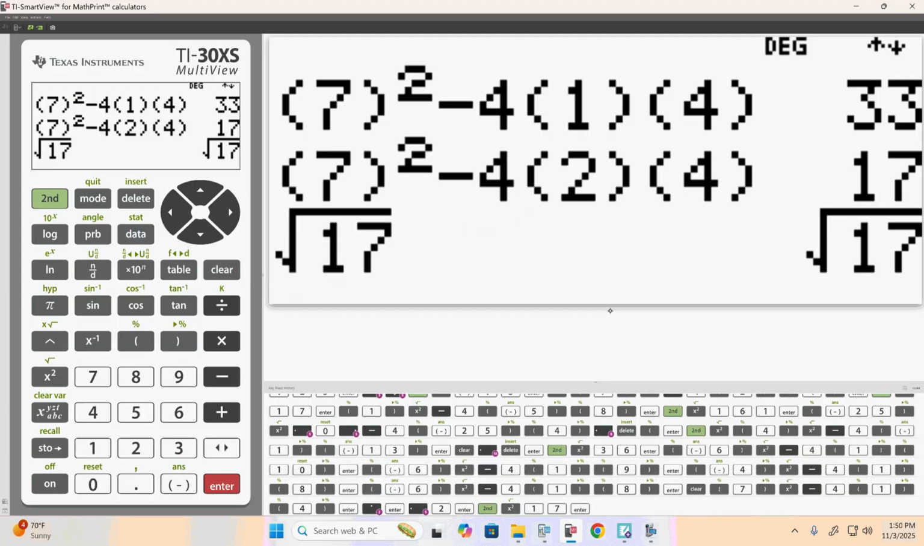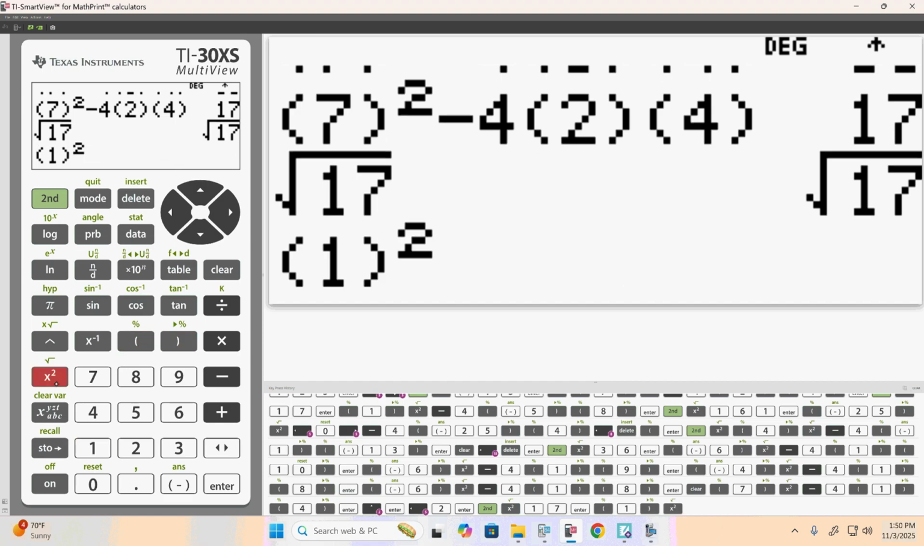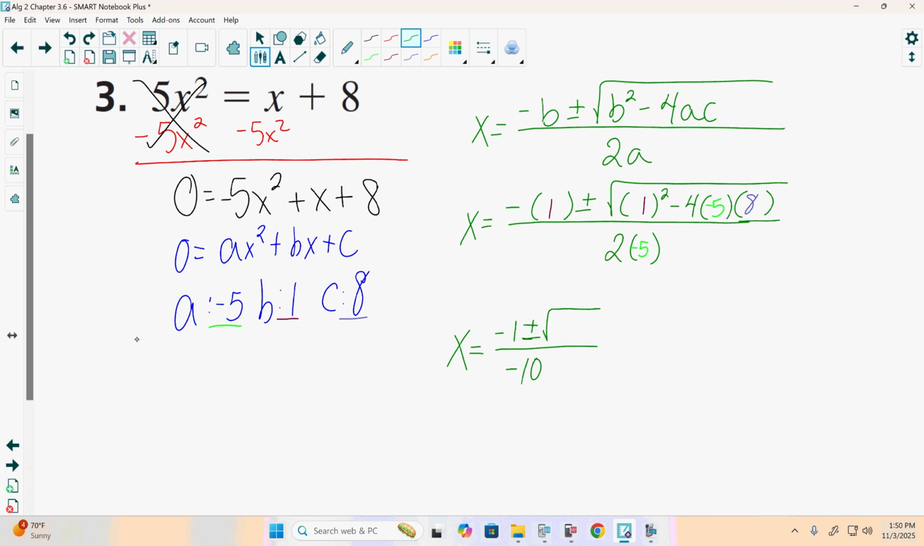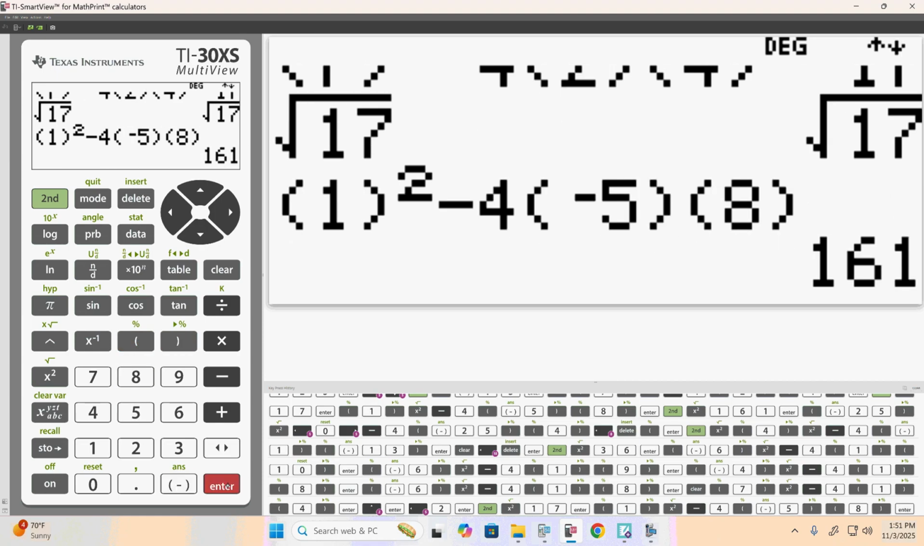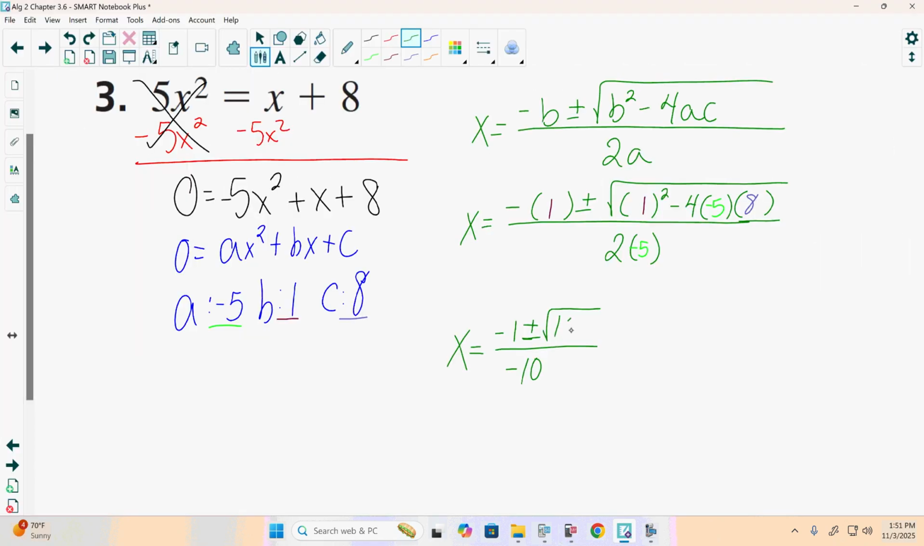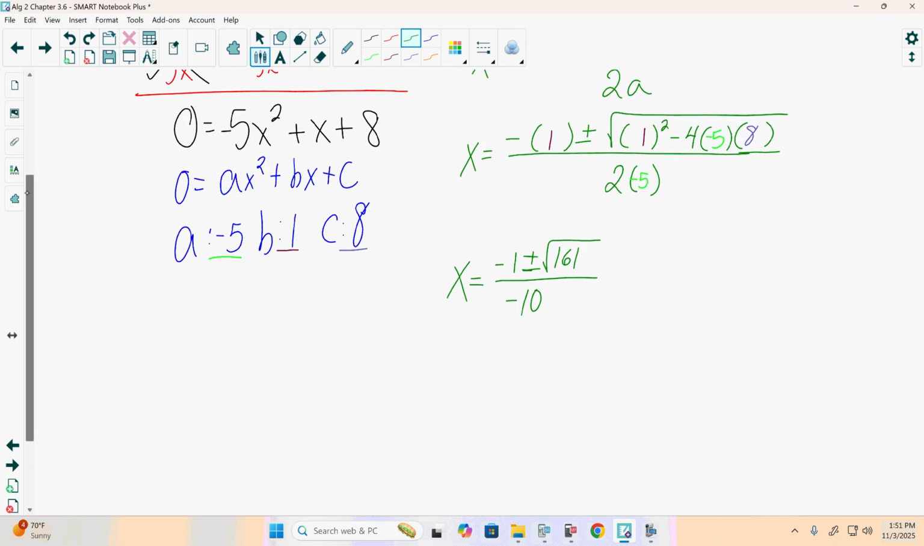Or we can come over here and say 1 squared minus 4 times -5 times 8, and it tells us it is 161. So at this point here, we have -1 plus or minus the square root of 161 all over -10. Questions on this here so far?